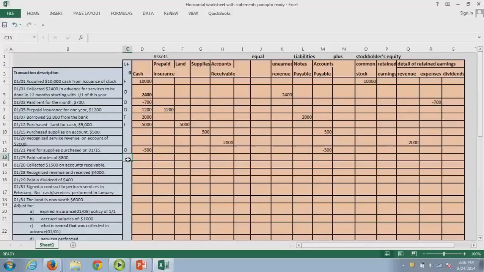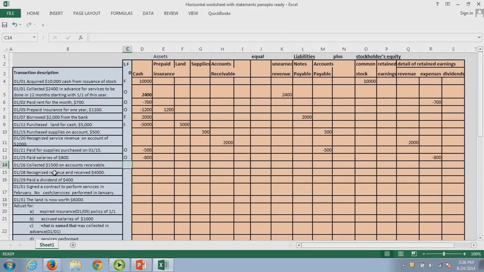Paid salaries at $800. So salaries is coming down, and we have a spot for the expenses. And we do the income statement in a minute. We're not going to break down all the different types of expenses. We're just going to lump them together as one for this. For cash flow, paying expenses is certainly part of your day-to-day running the business, so it's operations.